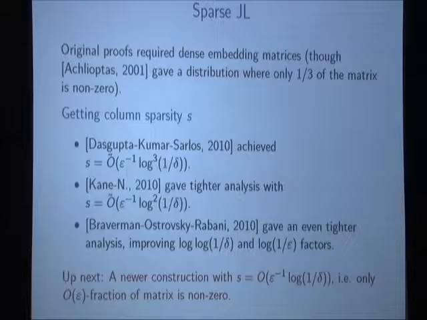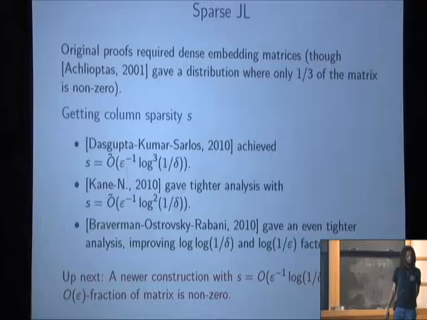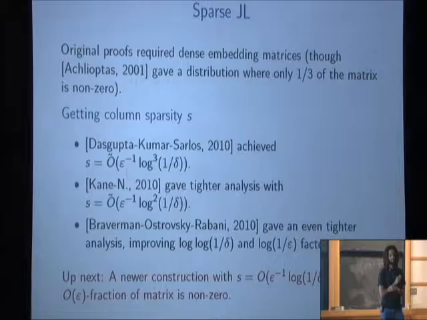Each coordinate in the input appears in an epsilon fraction of the matrix. K is equal to 1 over epsilon squared by 1 over delta. Each input coordinate appears in an epsilon fraction with a certain value of K.